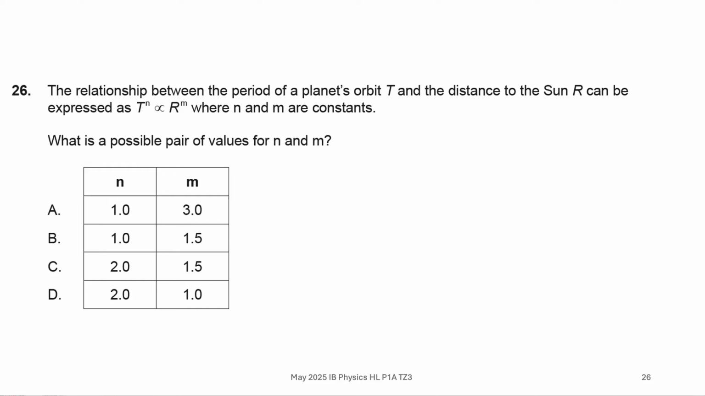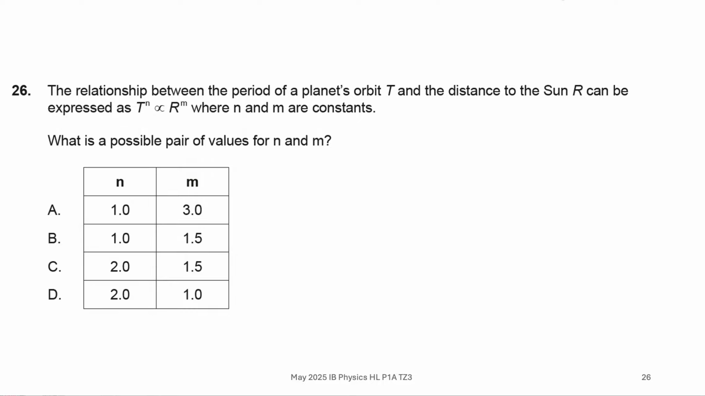Okay, here we go with a gravitational fields question. We're asked to determine the possible values of n and m for the relationship between t and r of a planet's orbit. Love this question. You might not, but as ever, hit pause, give it a go, and then we'll press play.